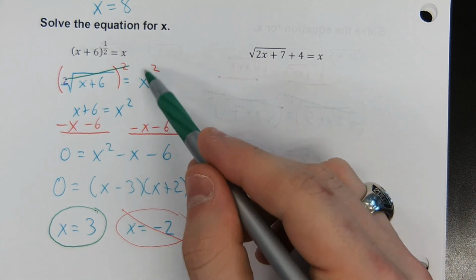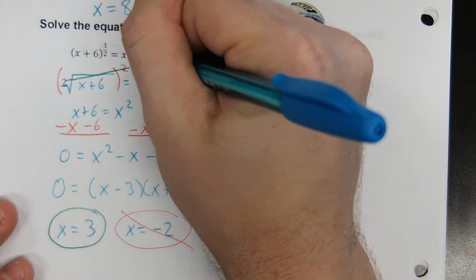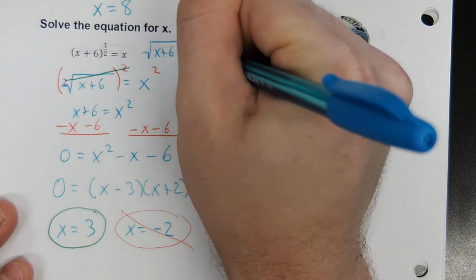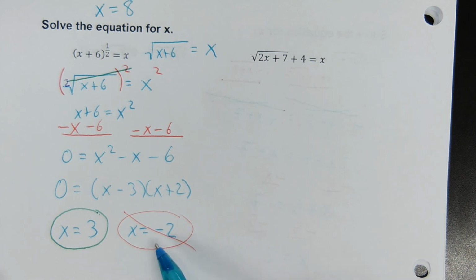No. The red 2's don't actually exist in the beginning of the question. Remember, the beginning of the question says the square root of x plus 6 equals x. That's the beginning. So if you plug in negative 2, you get the square root of 4 equals negative 2. And it really, really doesn't, right? The square root of 4 is 2.